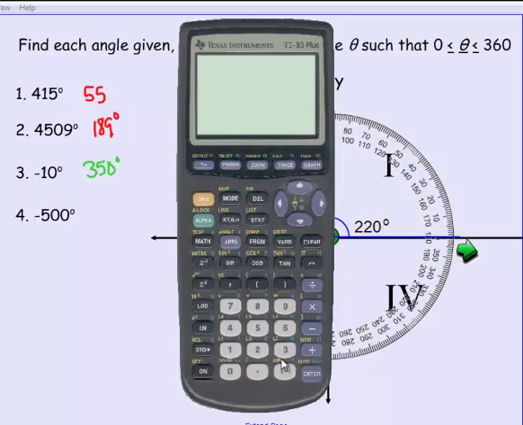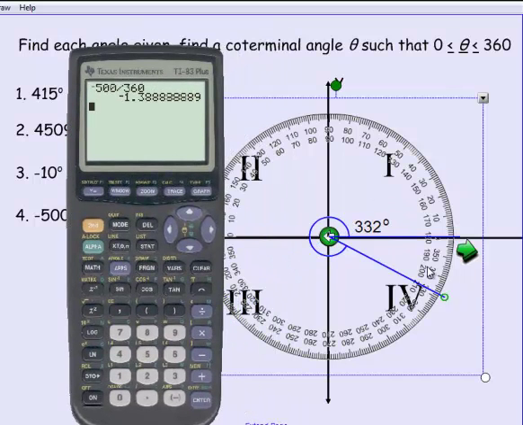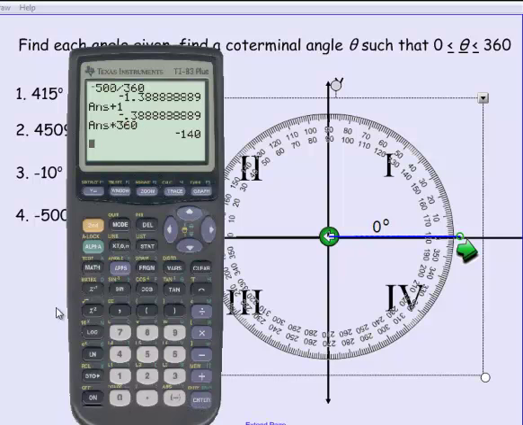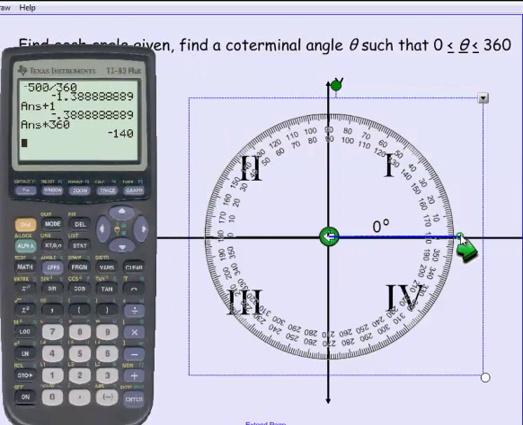Let's check our math. Negative 500 divided by 360 is negative 1.38888888. So that means I went backwards a full rotation. Okay, so I'm going to add on 1, and that gets me the negative 0.3888888 part. So I'm going to multiply that by 360. I see what that told me? Negative 140. That means my shortcut was I went backwards 140 degrees.